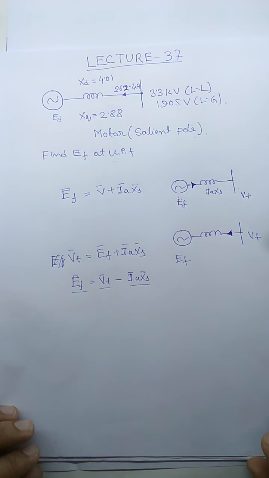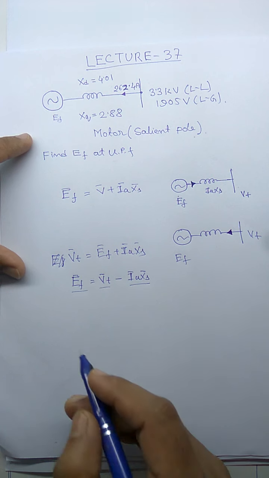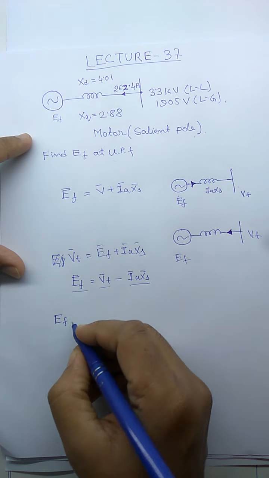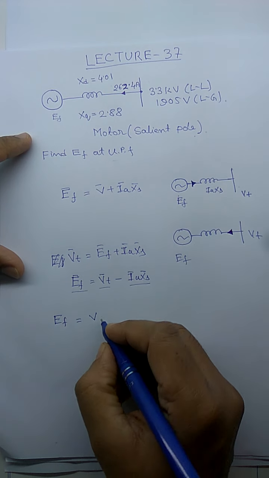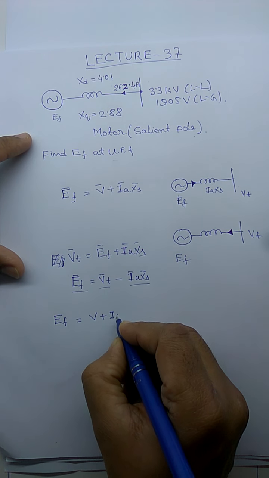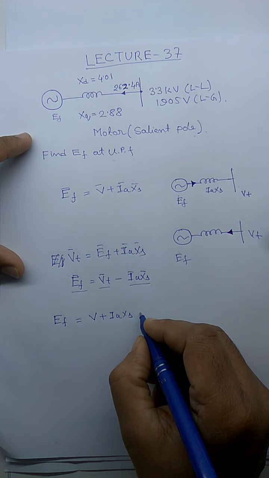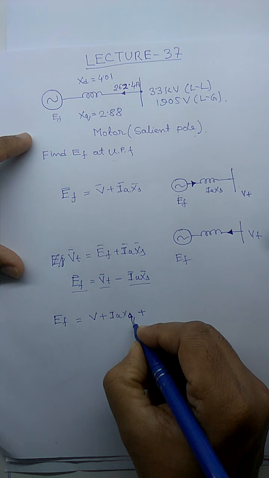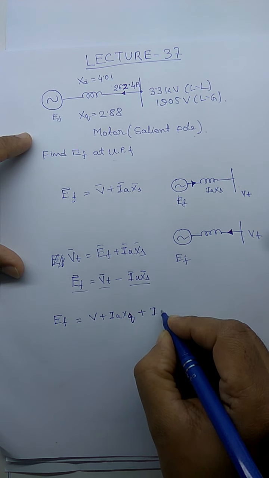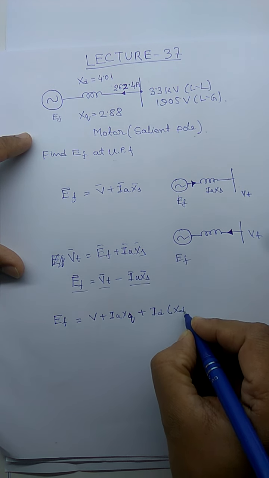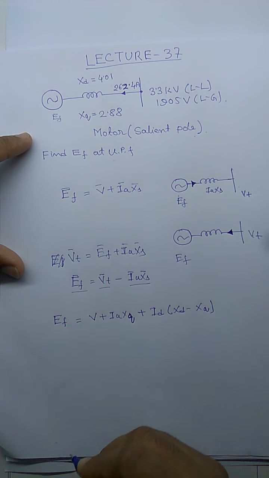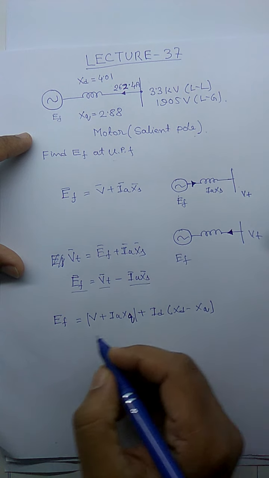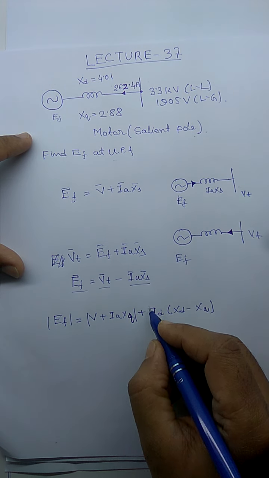Now for a salient pole synchronous generator, in our last class we have seen that E of F is equal to V plus IA XQ plus ID into XD minus XQ. These are magnitudes.